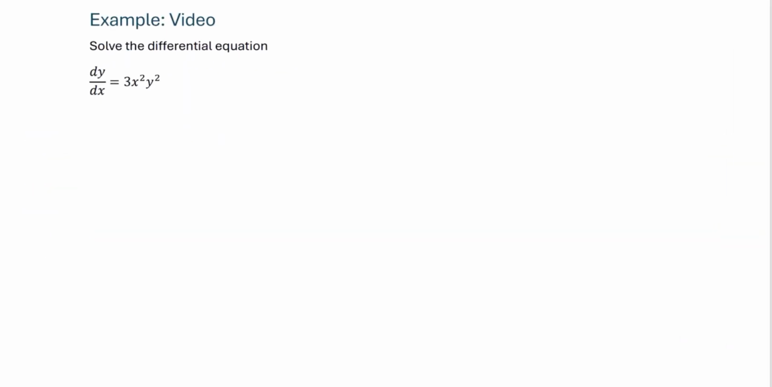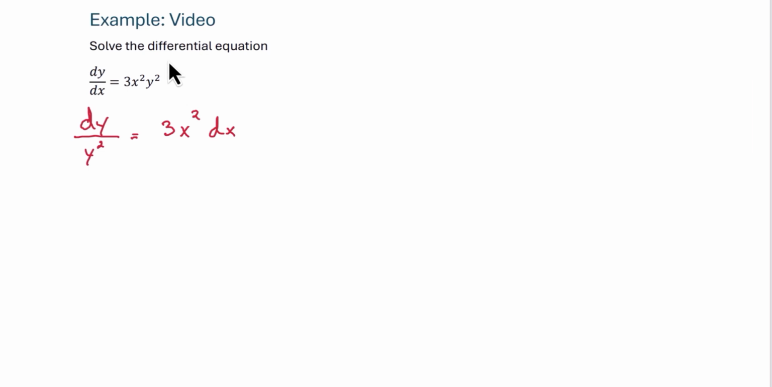In our first example, we have dy/dx equals 3x squared times y squared. The goal is to put all terms that involve x on the right side and all terms that involve y on the left side. We do that so that we can separate these two functions. We'll need to divide both sides by y squared, and at the same time we can multiply both sides by dx. That will give us dy divided by y squared equals 3x squared dx.